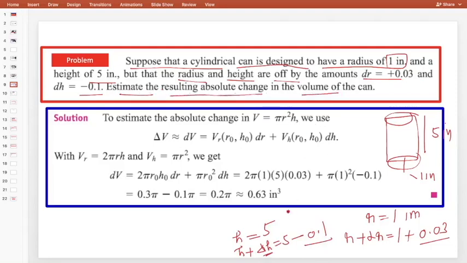They are asking: if we change the radius from r to this one and the height from 5 to this one, meaning 4.9, and the radius is 1.03, then what is the total change in the volume? So just now we have seen volume. What is the volume of a cylinder? Pi r square h. How many variables does it contain? Two variables, r and h. So if we differentiate, the total change, it is what I told you.